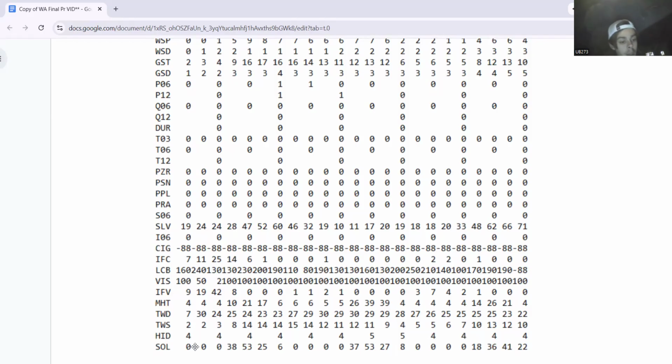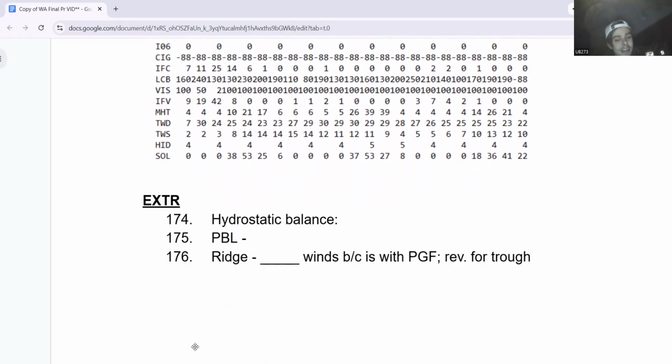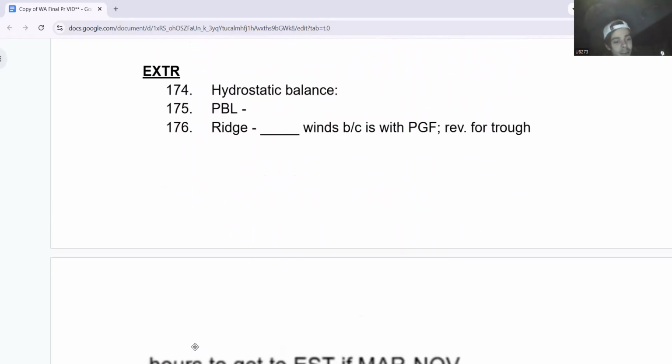COSOL, sorry, is solar radiation. I don't know if you've noticed, I tend to sometimes mix up some letters for some reason, but I'm not an idiot. I promise. All right, we're almost done with this thing.